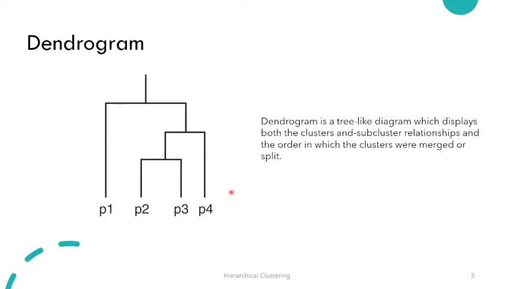We represent hierarchical clustering in a tree-like structure called a dendrogram. Here in the dendrogram, both the clusters and the subcluster relationships are represented. For example, here we have P2 and P3 which are closest to each other, so we first merge them, and the resulting cluster is merged with P4, and that is merged with P1.